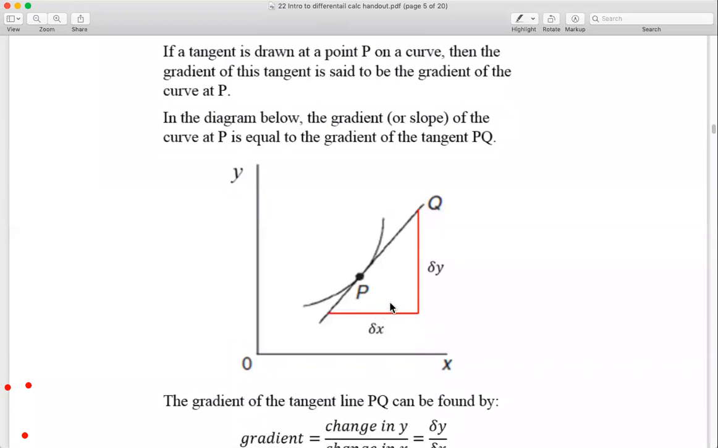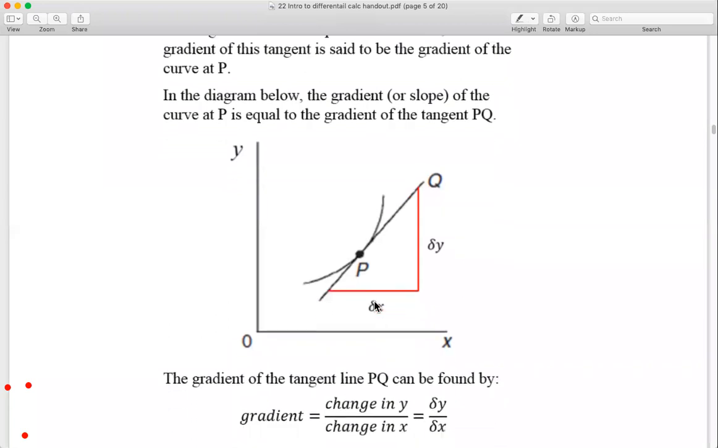We could find that gradient as the change in y, designated by the lowercase delta y, divided by the change in x, or delta x. So the gradient of any graph, if we take a curve and put a tangent at a point, we find the gradient of that slope by calculating the change in y divided by the change in x.